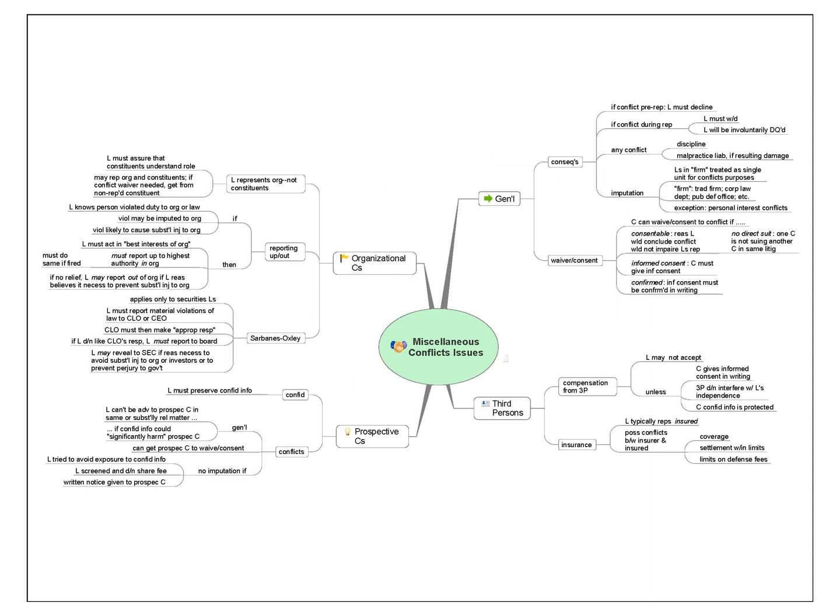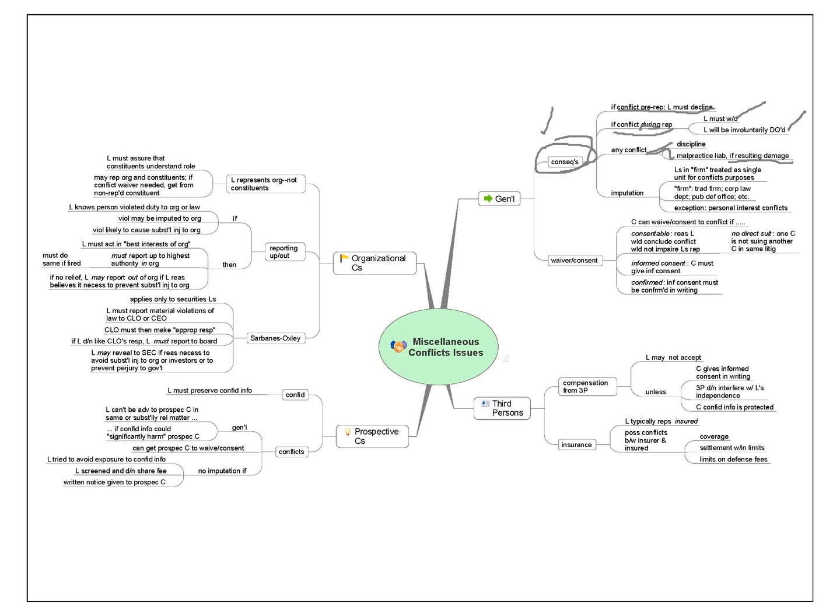Okay, this is the last slide in our video number 2 on the lawyer-client relationship, competence, diligence, confidentiality, and loyalty. We are here going to deal with just a few miscellaneous conflicts. First of all, what are some of the consequences of entering into a conflicting interest representation? Well, if the conflict is apparent at the beginning, the lawyer's got to decline the representation. If it arises during the representation, the lawyer has got to withdraw. And if he doesn't withdraw, he could be involuntarily disqualified by the court. Of course, any conflict can lead to discipline or malpractice liability.